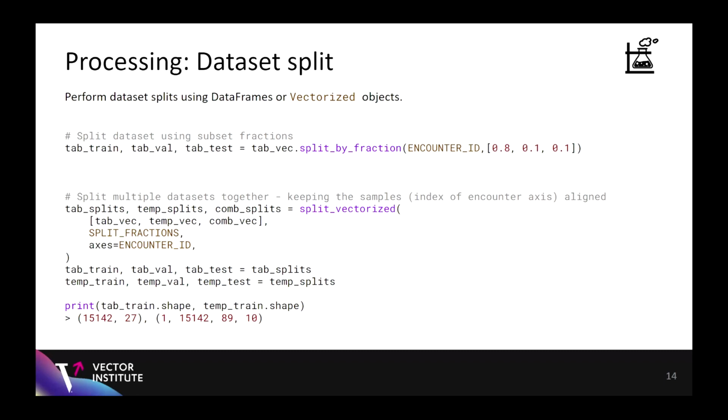Or you can even split multiple datasets together. This is especially useful if you're working with multimodal data and you want to keep everything along the same axis. So if there's encounter 100 in one, it should be in the same position along the axis in the other dataset. And you can see the 15142 in each one corresponds to that encounter ID, or samples more generally.